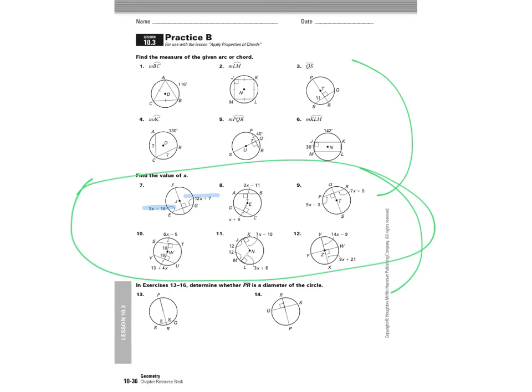Yes? Will we ever have ones like where we won't be able to find what x is? Because instead we can have a right angle and... No. So you won't have any questions where they're going to ask you, is it a diameter? Everything will have enough information provided that you can find x. So every question does have a solution. No yes or no answers.